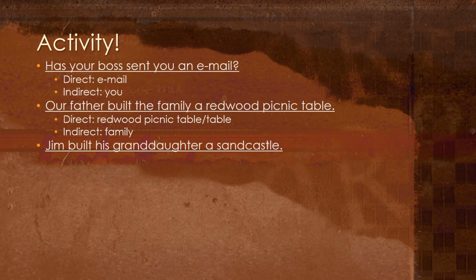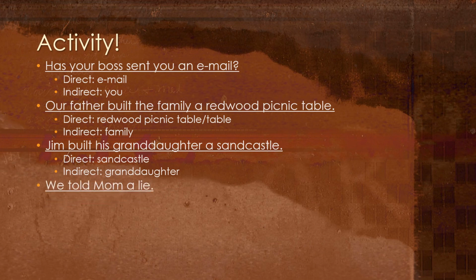Jim built his granddaughter a sandcastle. Same thing here. Jim is our subject because he's the one doing the action. Just like father did before, Jim built. What did he build? He built a sandcastle. And who or what does the sandcastle affect? The granddaughter. We told mom a lie. Direct object here is lie because this is what we told. We is our subject. Told is our predicate. We told a lie. That's our direct object. And we told it to mom.